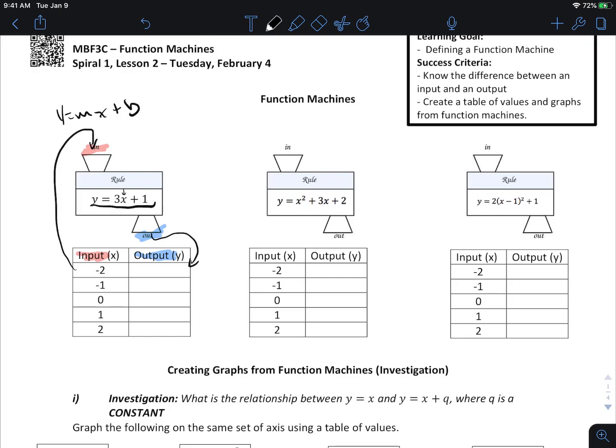So in this case, I'm going to take negative 2. I'm going to go 3 times negative 2 plus 1, which equals negative 6 plus 1, which is negative 5. So there's your output. I'll highlight the outputs in blue.